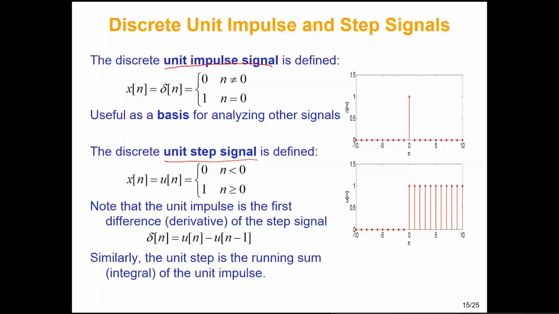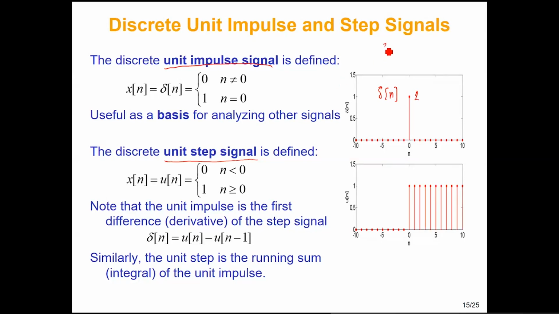A unit impulse signal is a signal which, if it is discrete, has value 1 only at n equal to 0. Throughout the rest, it is 0. So that's a unit impulse signal. We have a symbol for this. We call this signal delta n.